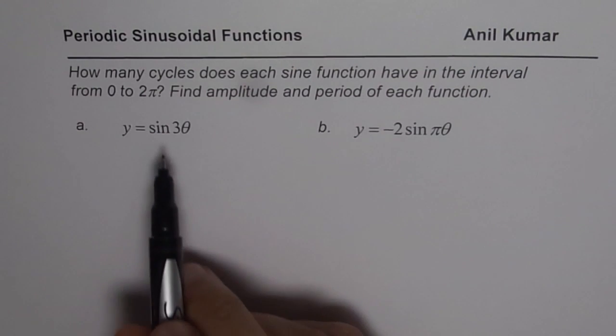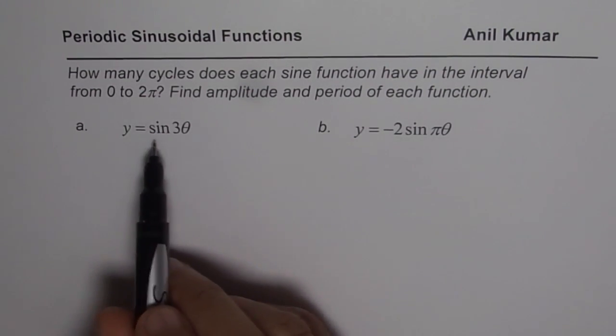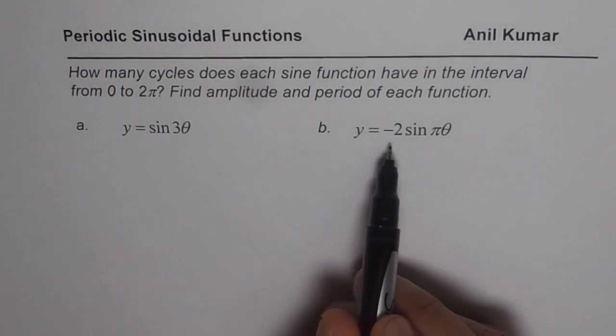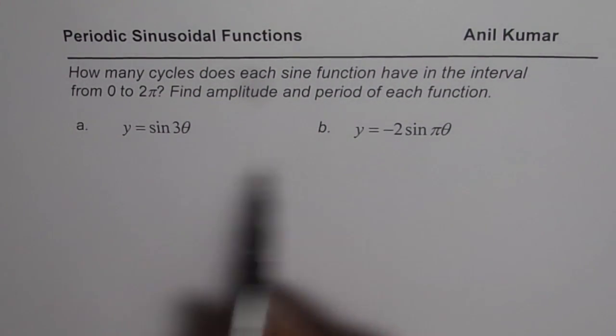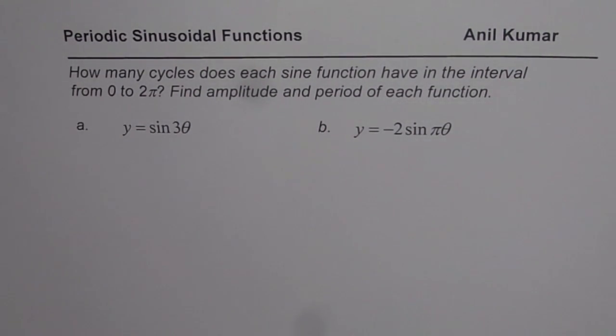So we are given two sinusoidal functions here: y equals sine 3 theta and y equals minus 2 sine pi theta. You need to find how many cycles each function will have in the interval 0 to 2 pi, and then you have to find the amplitude and period of each function.